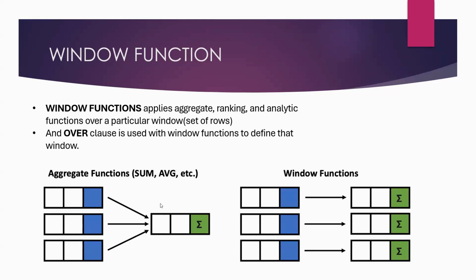These are the aggregate function examples: whenever we apply group by clause with aggregate functions like sum, average, etc., that will give us a single result, right? And in window function, it will give you a separate result corresponding to each row. From this, they will create a different window. That is why it is known as window function.